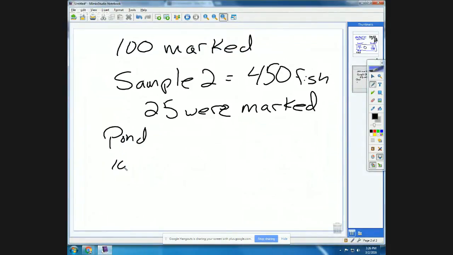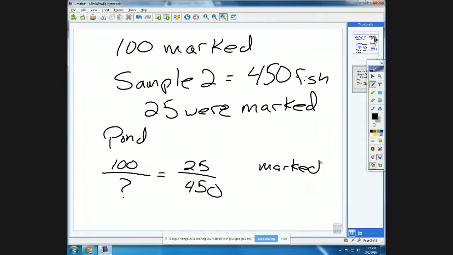So in the pond, there's 100 marked fish out of a total we don't know. Well, I have 60. Okay. Do you have the same numbers? I have 100 over the question mark and then 25 over 400. Oh, 450, if this is 450, yeah. So yeah, you would have been right with 400 though. Okay, yes, you have the procedure correct. Yeah, so again, the procedure is marked over total, pond versus sample.